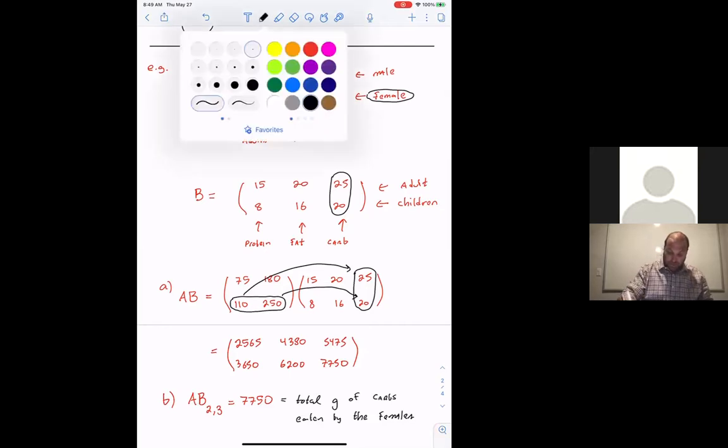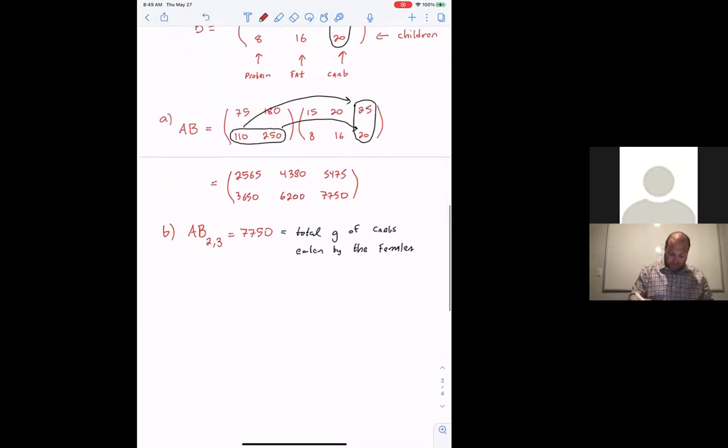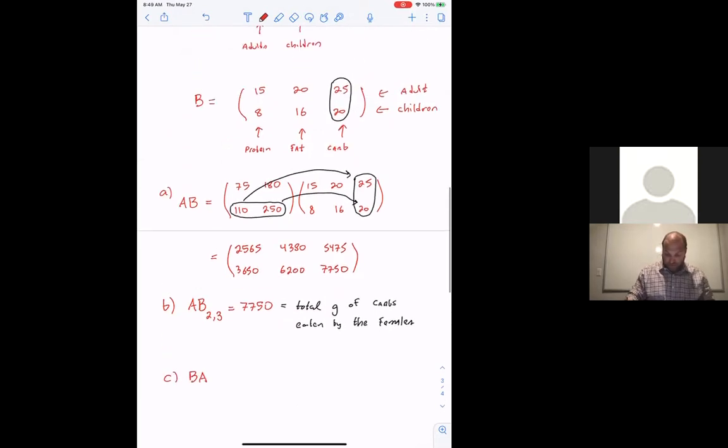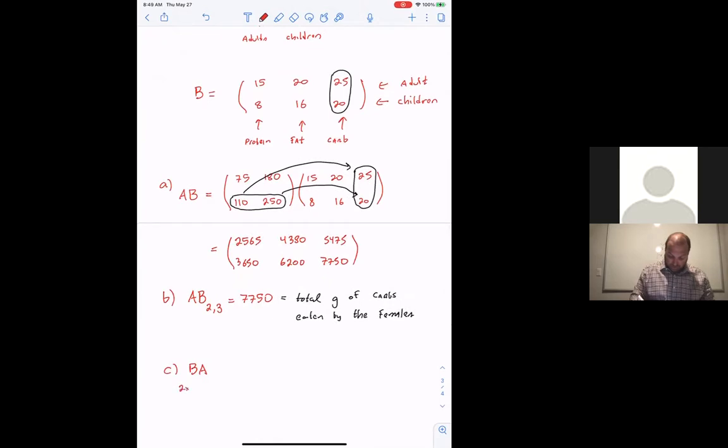And then for part C, it says, explain why BA does not exist. Well, B is 2 by 3, A is 2 by 2. These numbers do not match. BA, don't say equals, just say BA is not defined. And if they want a little more, you say, well, because the inner numbers don't match.